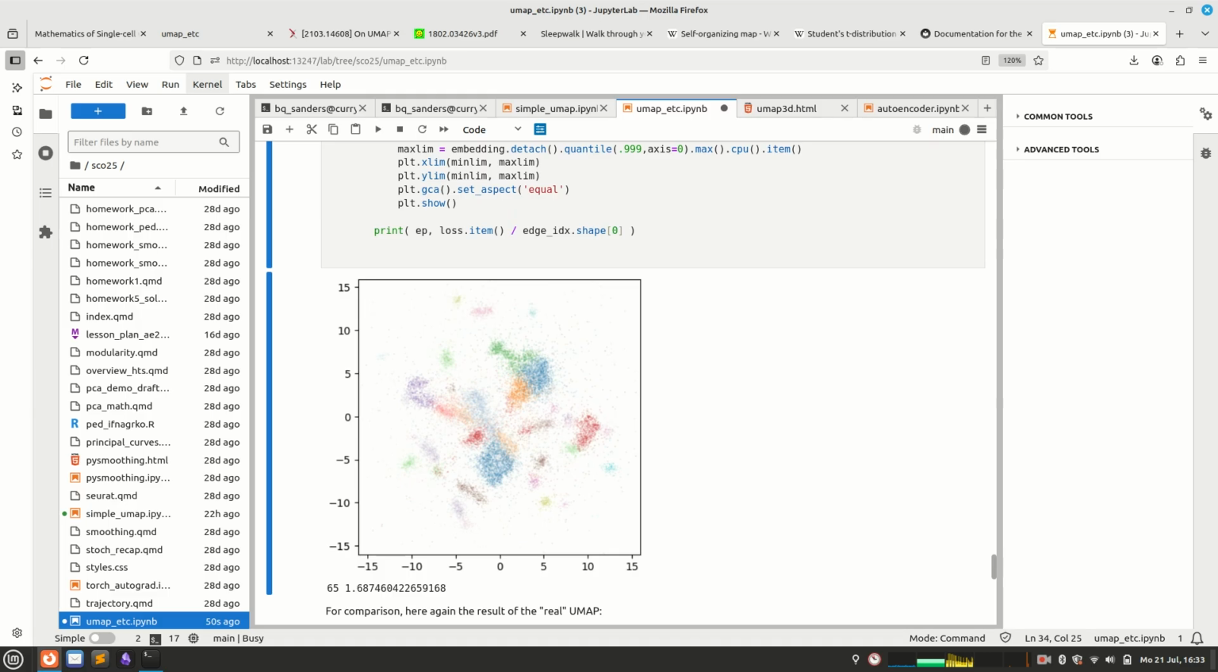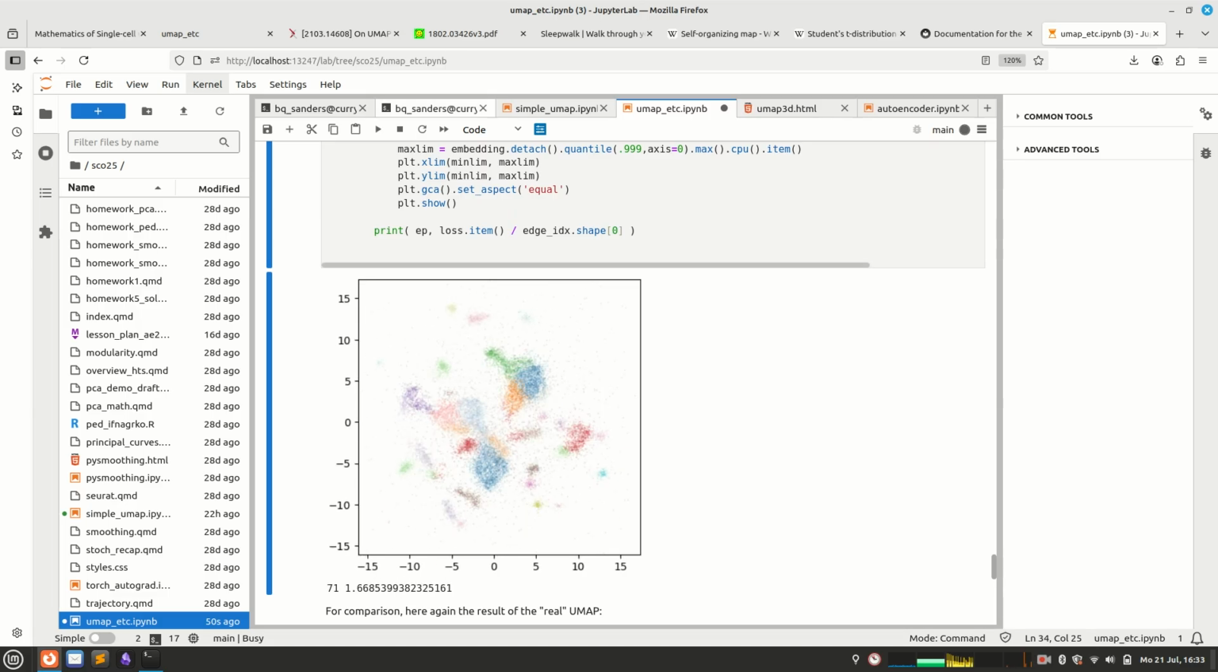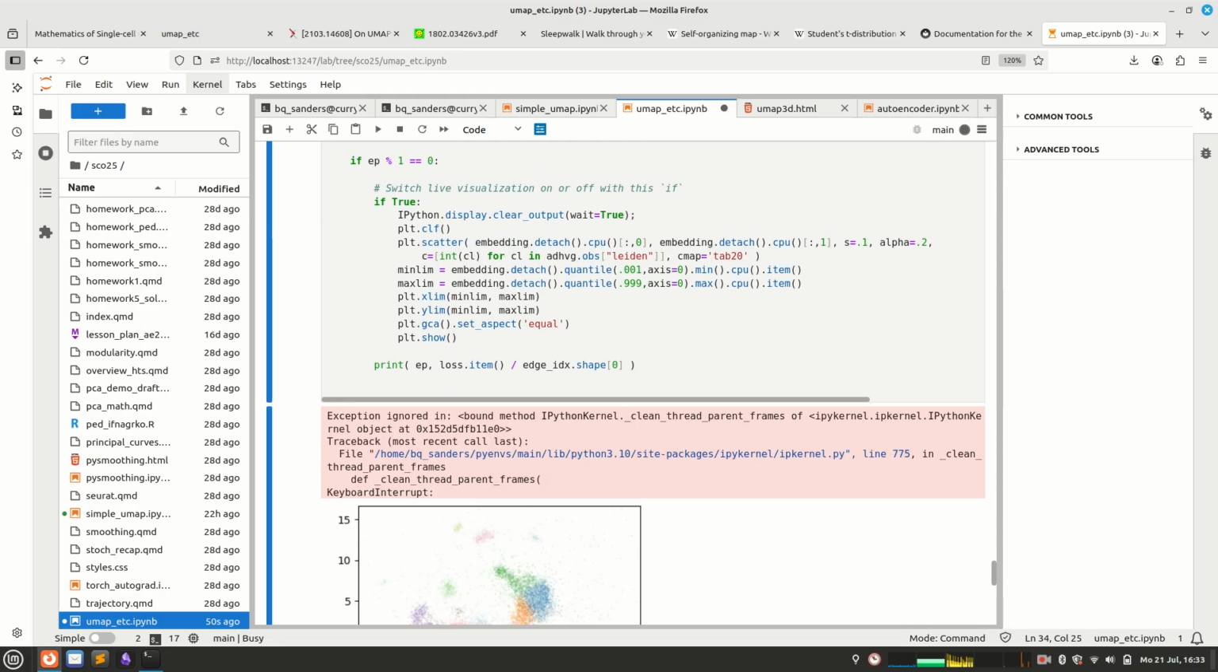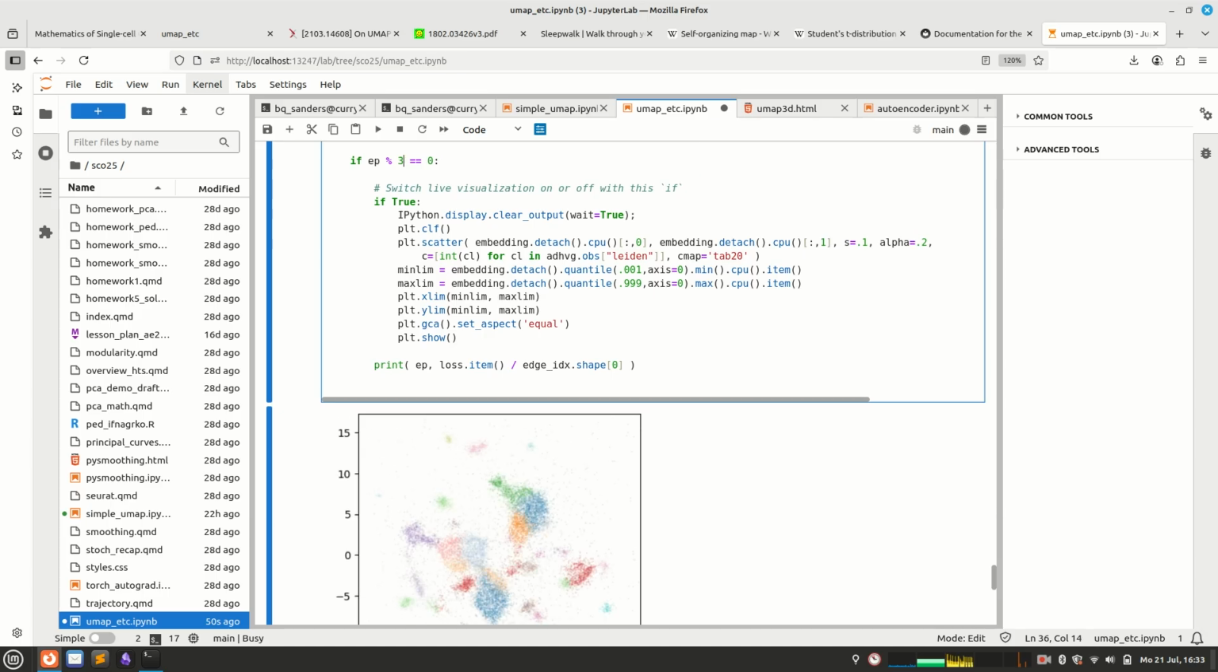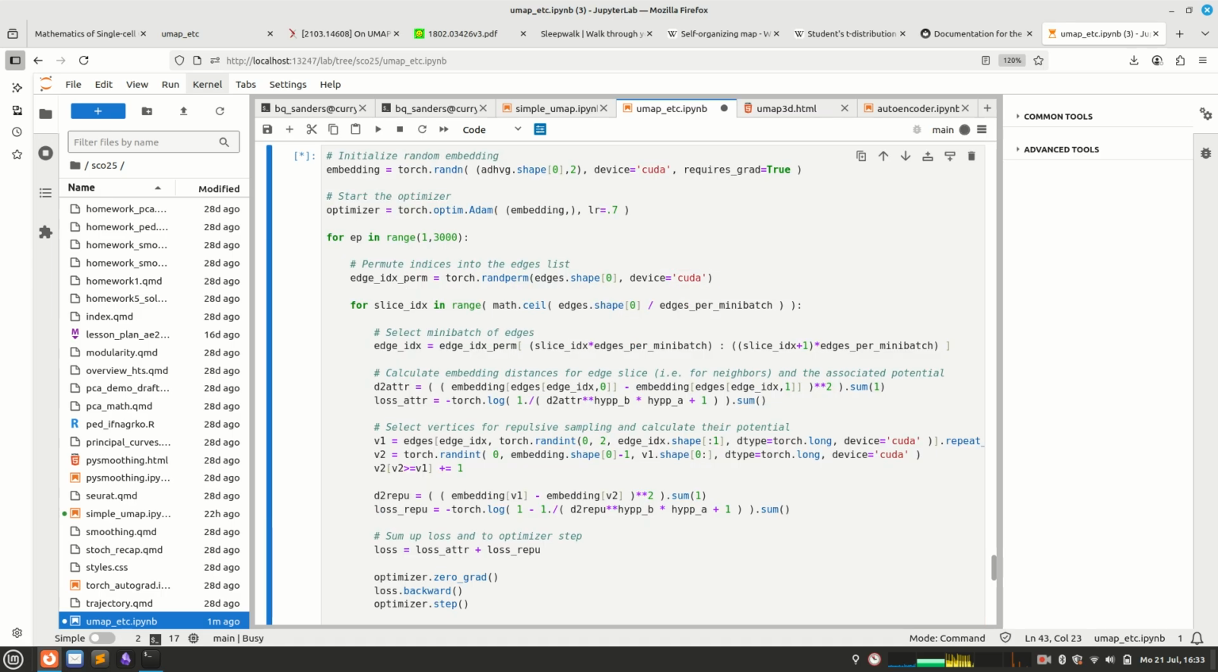And now this is the 65th, 66th iteration, so now it gets a bit annoying, so I switch again to telling it to only show one every 30, so that you can more easily see what's happening.